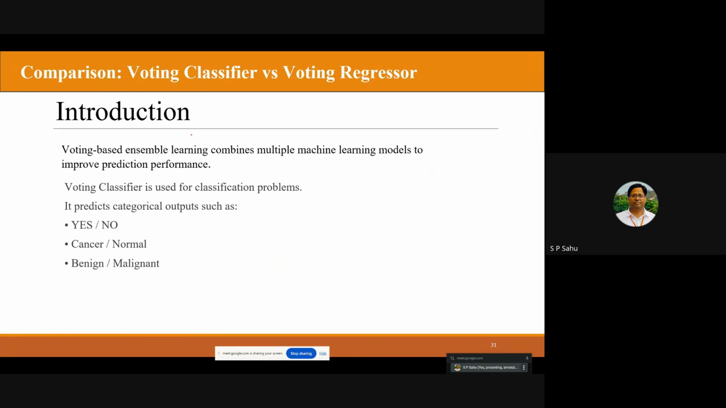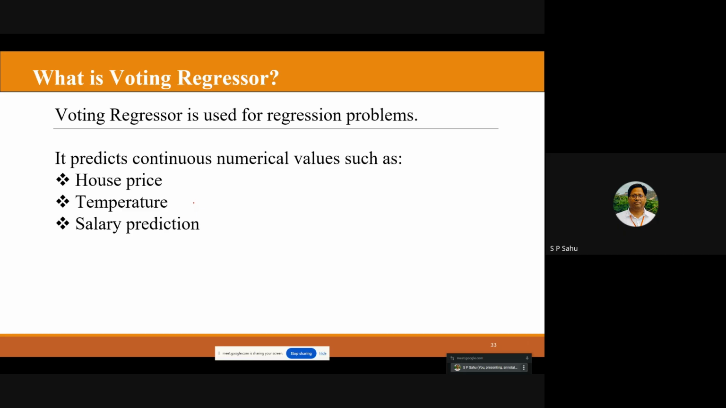So comparison of voting classifier and voting regressor. When we are talking about a classifier, the outputs are yes or no, cancer or normal, benign and malignant, and these are the application part. The voting regressor is used for regression problems like house price prediction and temperature.